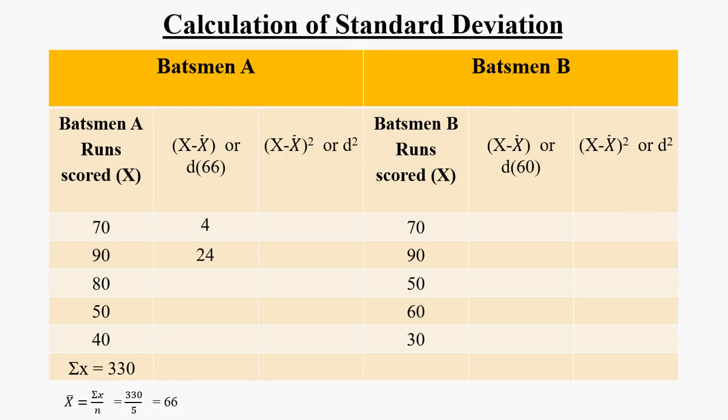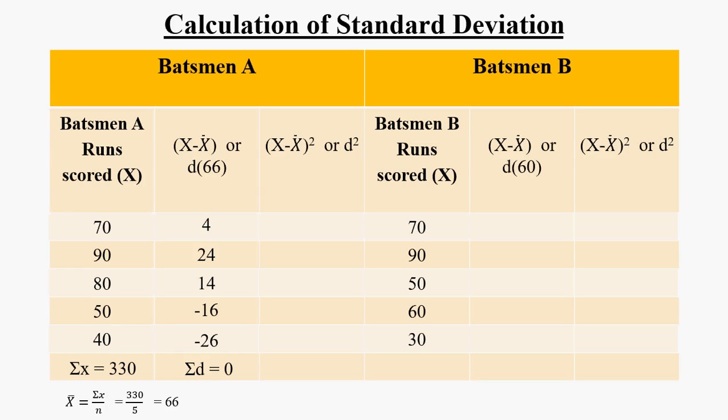Now 70 minus 66, 4. 90 minus 66, 24. 80 minus 66, 14. 50 minus 66, minus 16. 40 minus 66, minus 26. This is what you need to understand. Okay. Now, when you make this total, sigma d is 0. You can check the total. You can add the positive value and you can reduce the negative value here. Sigma d is 0.